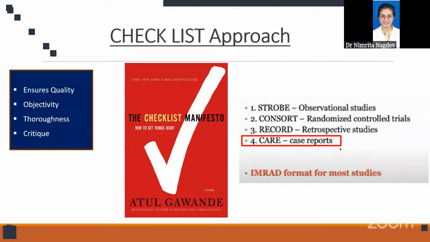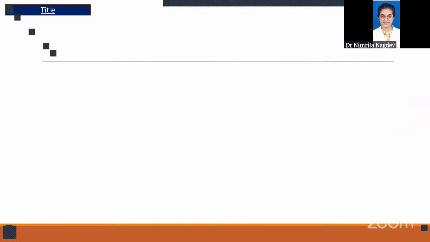There are various checklist approaches which ensure the quality, objectivity, thoroughness, and give the critique for writing various papers. For observational studies, we can follow the STROBE checklist. For RCT, we can follow CONSORT. For retrospective studies, we can follow RECORD. And for case reports and case series, we can follow the CARE checklist.